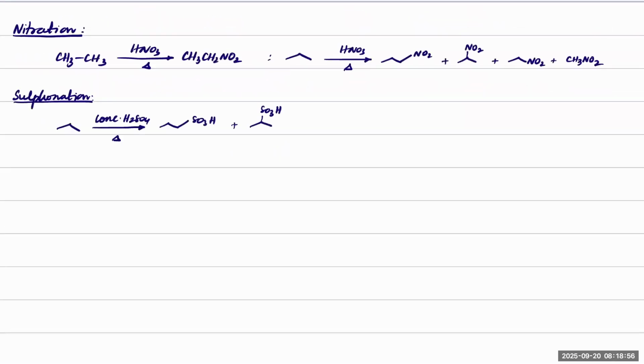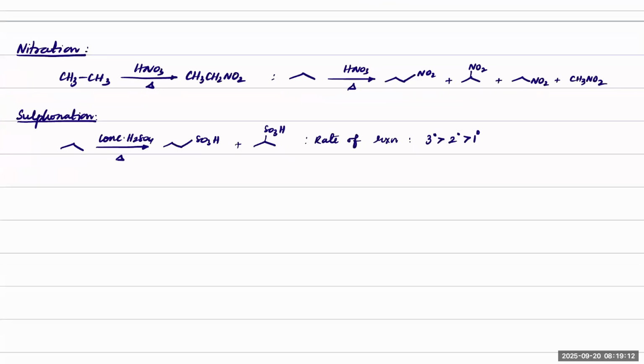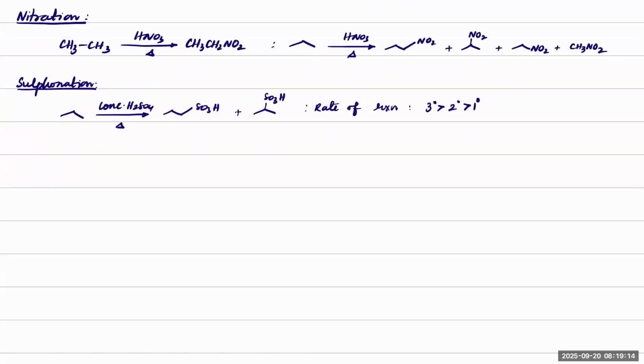Rate of reaction, if you notice, if you compare, it would give more product on 3 degree, then 2 degree, then 1 degree. The 3 degree product would be more observed.